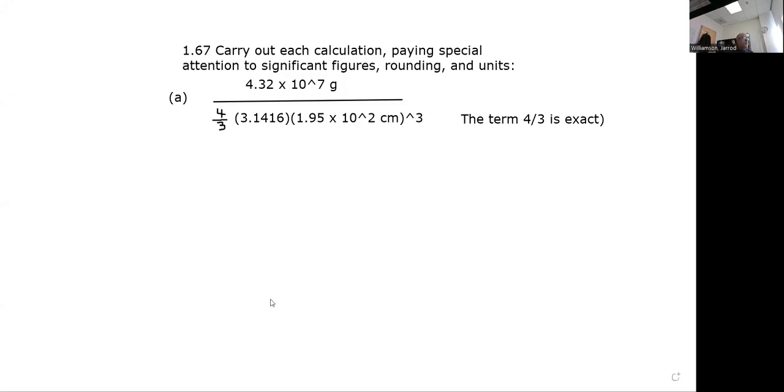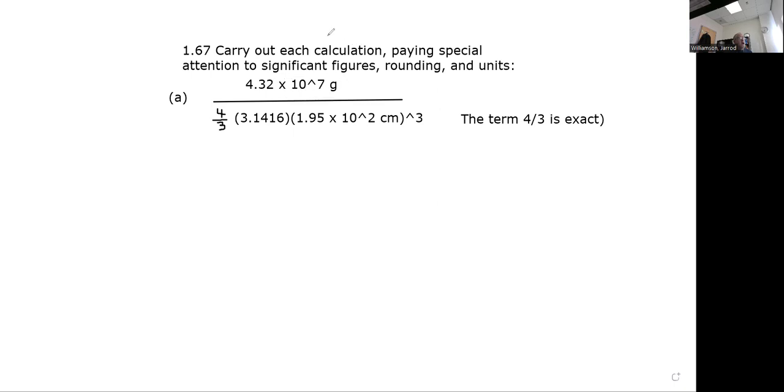This is problem 1.67 from your homework list, and I thought I would solve this one for you to try and help you out. So what we need to pay attention to here is it says, carry out each calculation, paying special attention to sig figs, rounding, and units. What I like to do when I solve these is I like to put these 10 to the powers separately because those are always exact. So I like to do that.